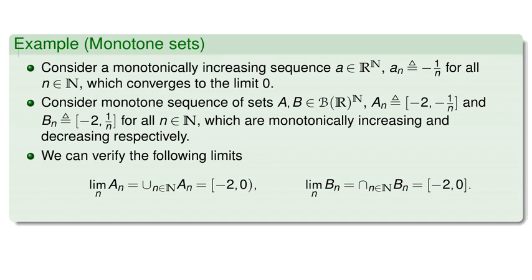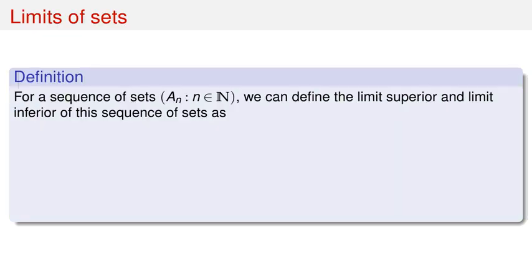We can verify the following limits. The limit of A_n as n goes to infinity is the union over n in the naturals of A_n, which is the interval closed at minus 2 and open at 0. The limit of B_n as n goes to infinity is the intersection over n in the naturals of B_n, which is the closed interval from minus 2 to 0. Now for limits of general sequences of sets that might not be monotonic, for any sequence of sets A_n, we can define the limit superior, lim sup, and limit inferior, lim inf, of this sequence.